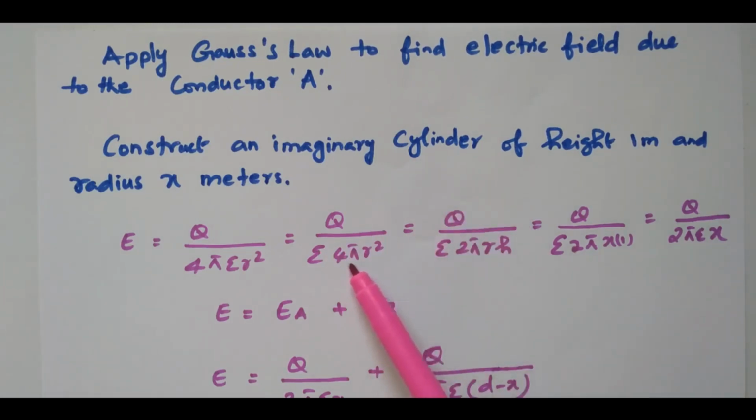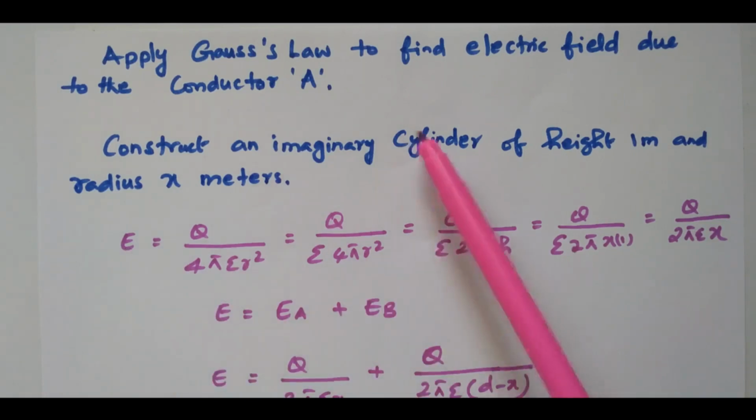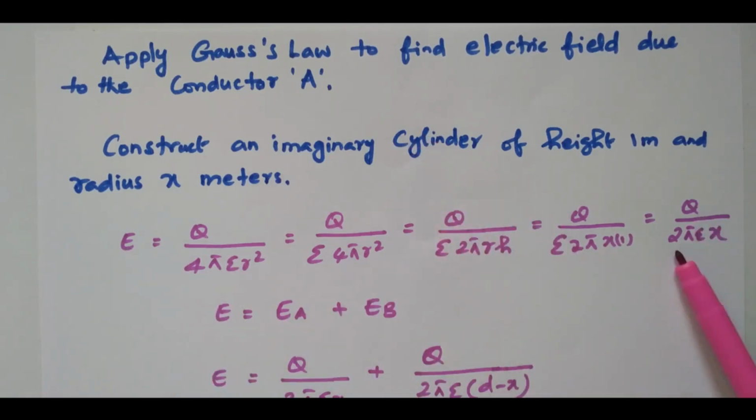So this term is replaced by the area of the cylinder, 2 pi r h. Especially in this derivation we are using a cylinder. Here r is nothing but x, the radius is x and the height is 1 meter. So what we got is Q divided by 2 pi epsilon x. So the electric field intensity for this cylindrical surface is Q divided by 2 pi epsilon x. For other cases we can use this directly, right? Because of the cylinder, it is replaced by this value, Q divided by 2 pi epsilon x.